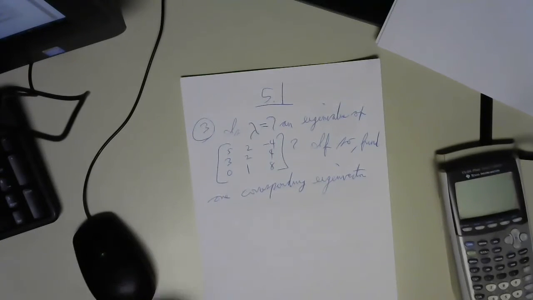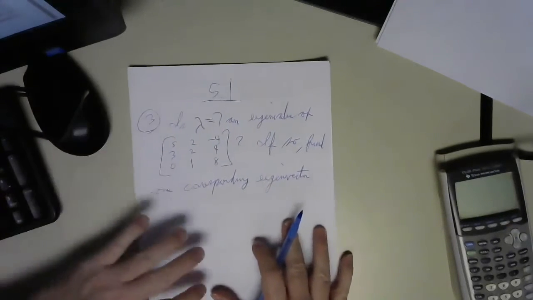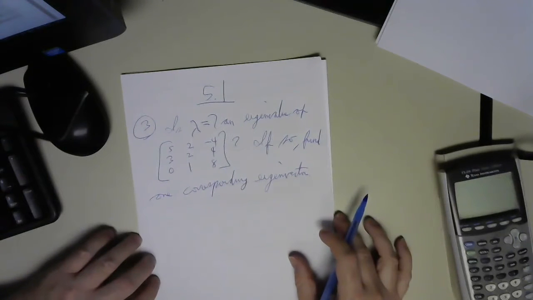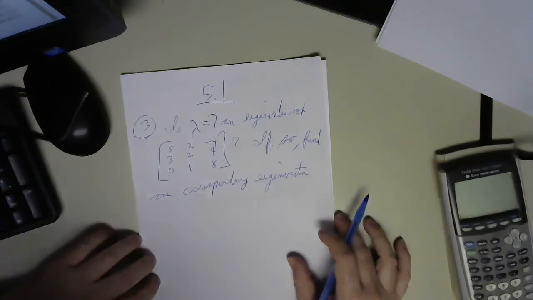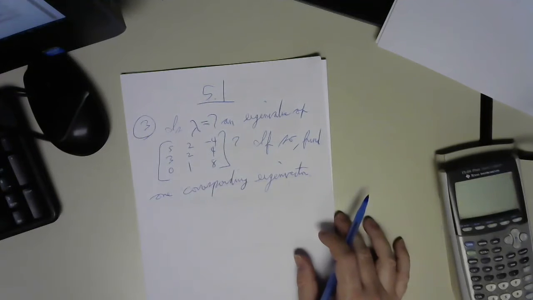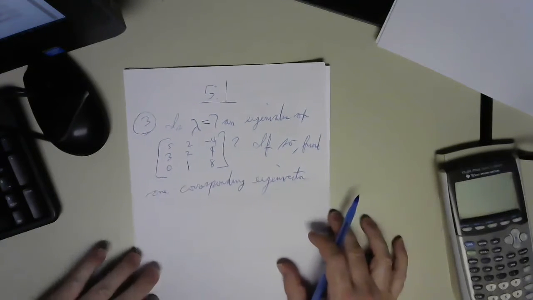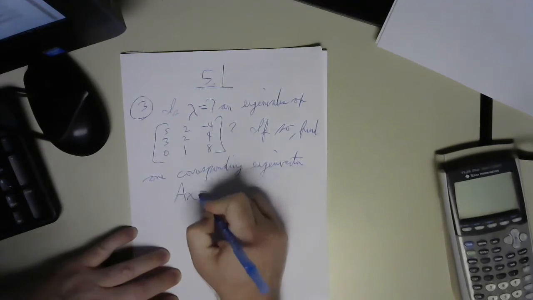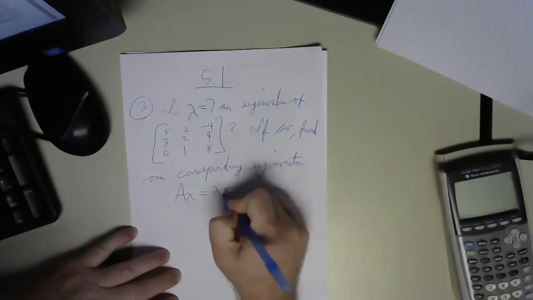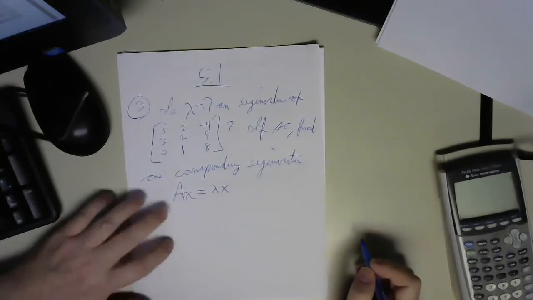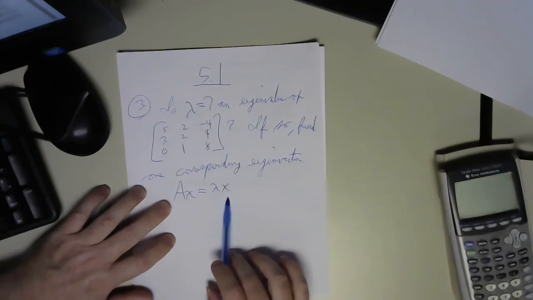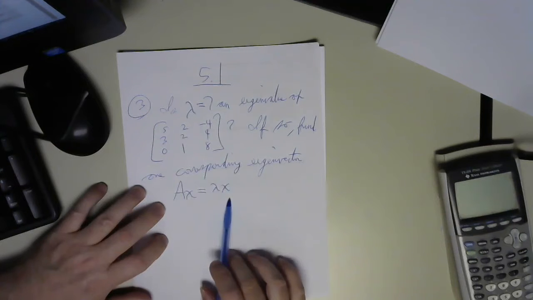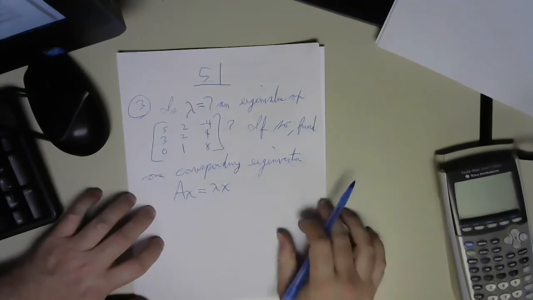Number 3 from section 5.1 says, is lambda equals 7 an eigenvalue of this matrix? If so, find one corresponding eigenvector. Okay, well, remember, we say that lambda is an eigenvalue of matrix A if there exists some column vector x that satisfies this equation.